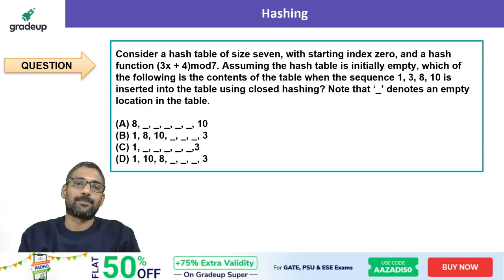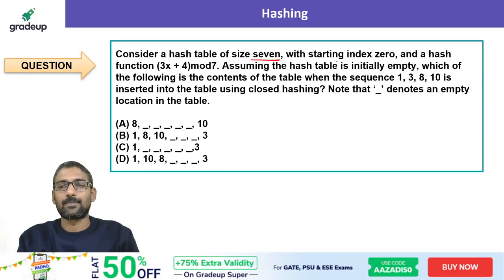Next question. Consider a hash table of size 7 with starting index 0. The hash function is (3x plus 4) mod 7. Which of the following is the contents of the table if 1, 3, 8, 10 are inserted using closed hashing? Note that this denotes an empty location.